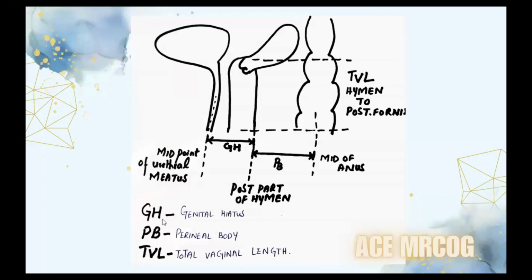So what is meant by genital hiatus? This is basically the external urethral meatus. The midpoint of the external urethral meatus to the posterior part of the hymen is called the genital hiatus. And this portion from the posterior portion of the hymen to the middle of the anus is called the perineal body. Let me show you.